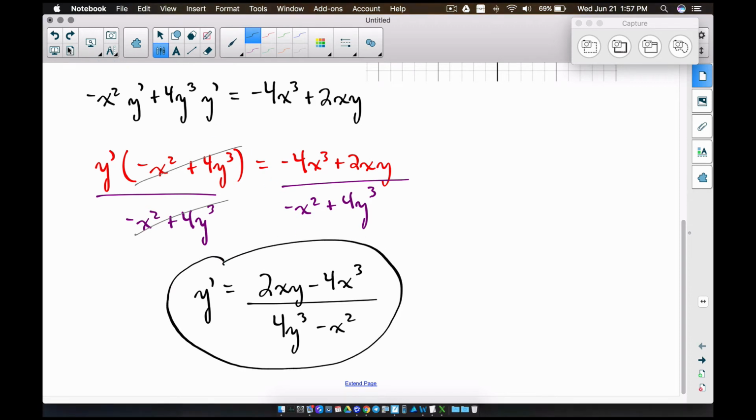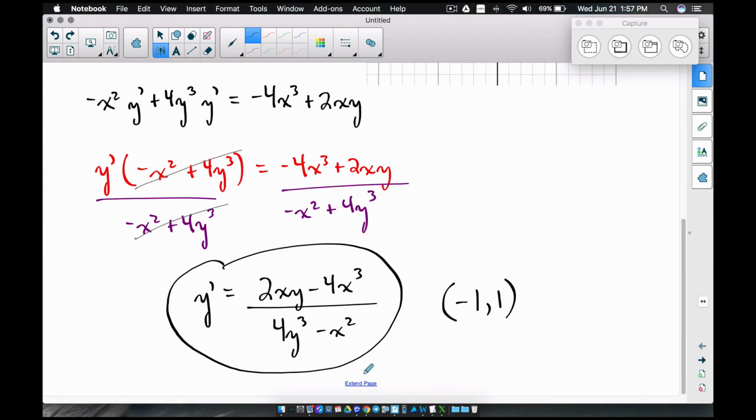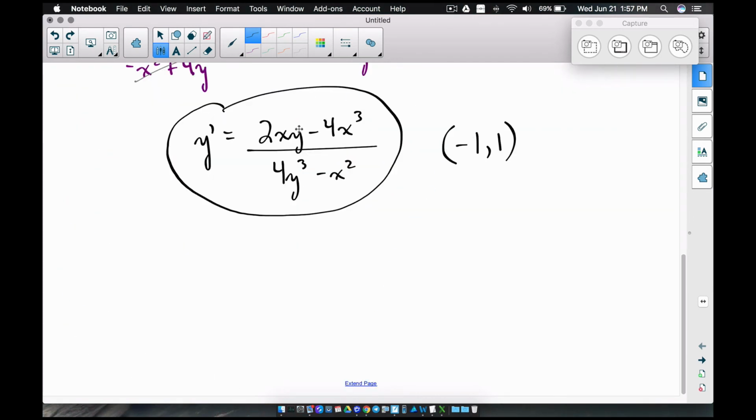Now, all of that set aside, we're only halfway there. What we want to do now is we have to find the equation of the tangent line. So what we can do with this now, remember we have our point, negative 1, comma 1 that we're working with. And we use this point to find the derivative at this particular point on the curve, which is going to be the slope of the tangent line.